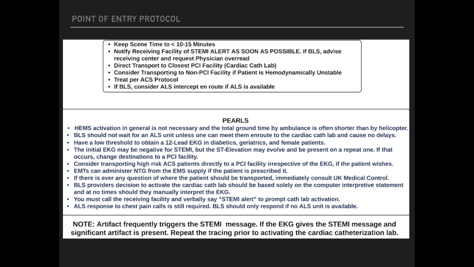When it comes to transport, we will transport to the closest PCI facility unless the patient is unstable. If they're rapidly decompensating in front of you, then you might want to take them to the closest facility. If ALS is available, ask them to intercept you en route. However, you don't want to be sitting on scene waiting for them. If they can meet you on the way, fine. But if you are ahead of them and you have to stop and wait, then don't wait. Continue on.